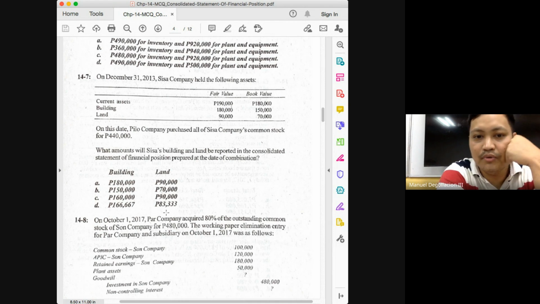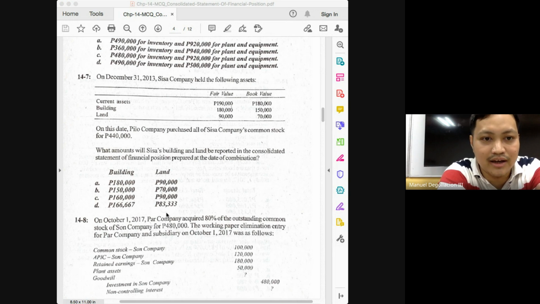At this point, it should be an insult already, class, for you to be asked with this question. We're not even asked for the consolidated amount. You are just being asked in the consolidated statement of financial position, what amount will be included from the assets of the acquiree or the subsidiary. And in this case, we already know that the answer is fair value, class. So for your building, it would be 180, and then for your land, it would be 90. That's simply letter A.